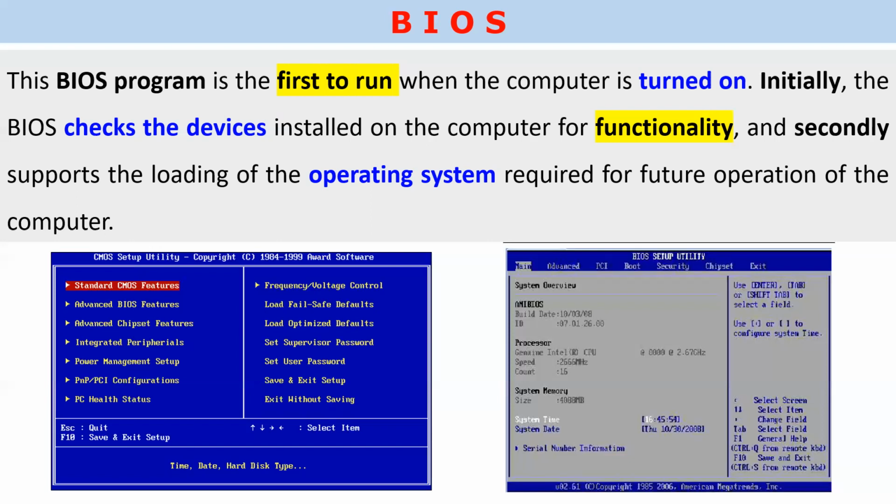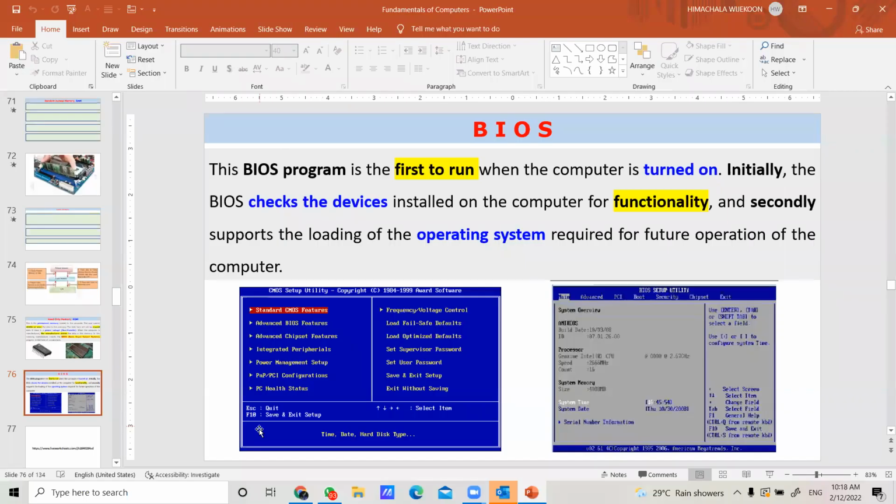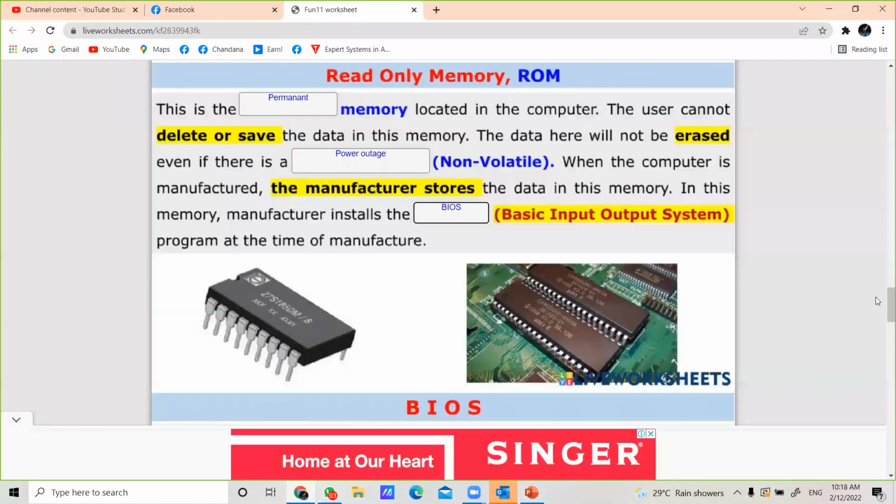The first one, check all hardware devices that attach with the computer are properly working or not. That's the first one. Second one, load the operating system. Later you will understand load from where to where. Right. That's about the BIOS. Here you want to remember the functions, the main operations of the BIOS. Then we'll go back to the activities again. Try to do this one.